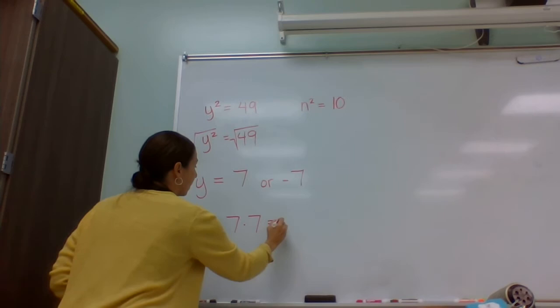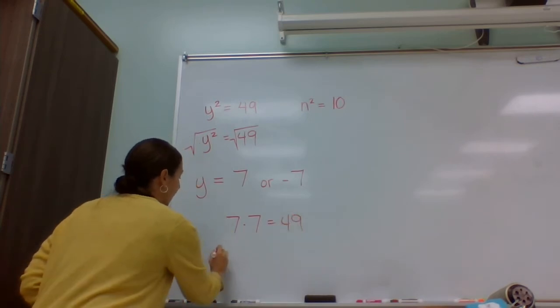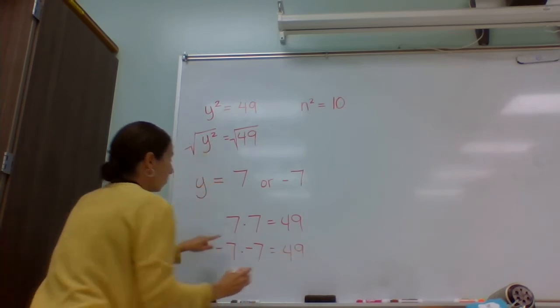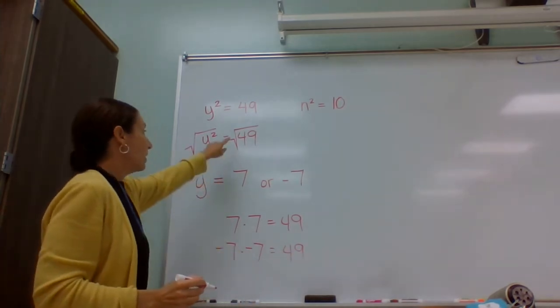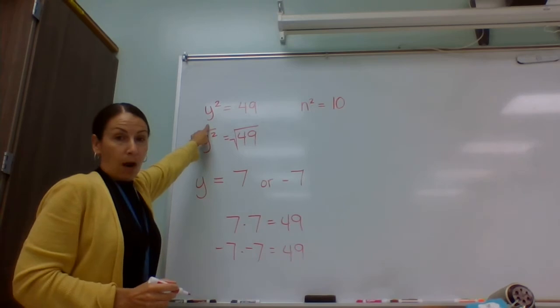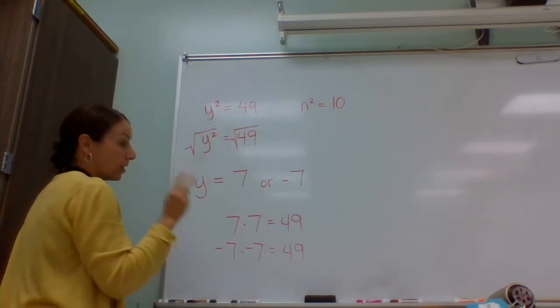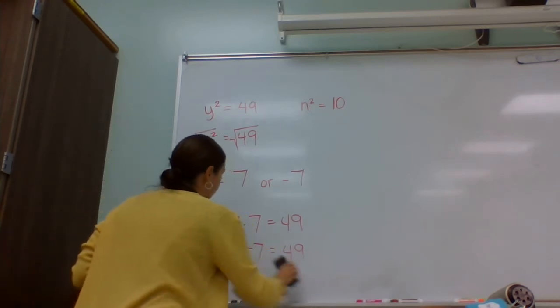The reason that y can be 7 or negative 7 is because if I take 7 times 7, I get 49. If I take negative 7 times negative 7, I also get 49. So both 7 and negative 7 can be put in the place of y to make that equation true. So this is an equation that has two different solutions.